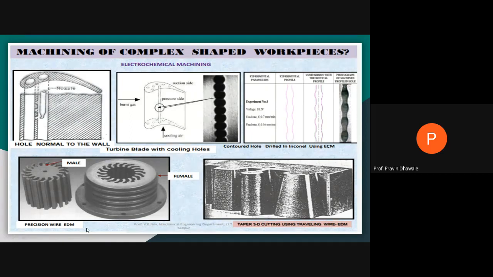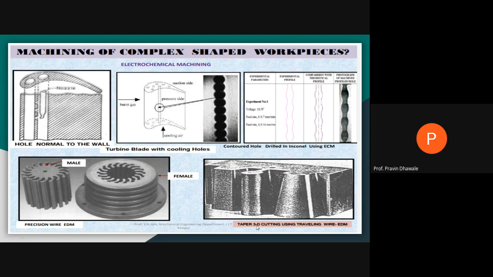Similarly, this will be the job where this will be the female and this will be the male. It will completely fit with this geometry. To make a certain complicated or complex shape, we go for the precision wire EDM, means wire cut electric discharge machining. It can easily produce certain kinds of jobs.